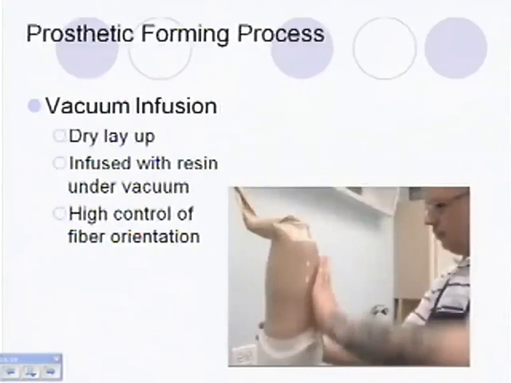So in prosthetic forming, how do we form our sockets and our devices when we go to laminate them with composites? The first thing is vacuum infusion. So it's a dry layup process, and then we're going to infuse it with resin under vacuum, and we're going to have high control of our fiber orientation. So we're orienting our fibers in this model. We can choose exactly where they're going to be because we're going to hand lay them up, and we can make certain areas strong or certain areas a little bit weaker or reinforce what we need to. So when you do this type of vacuum forming, you have very good control over your fiber orientation and the strength of the finished prosthesis. So that's vacuum infusion.